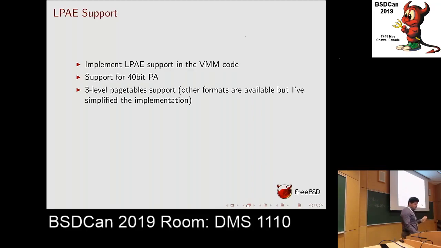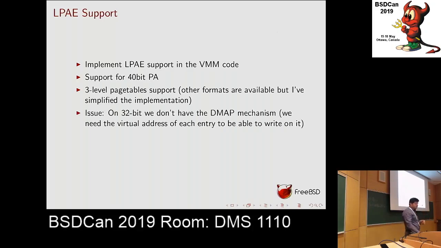And we chose the three-level page table support. Other formats are available, so there are multiple configurations. We chose the simplest one, which can accommodate as much as we need, for ease of implementation. An issue here when tracking page tables is that on 32 bits we don't have the DMAP mechanism, the direct map. What is the DMAP mechanism? Basically, you are able to find the virtual address from the physical address.